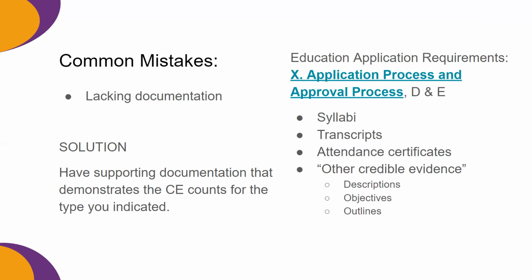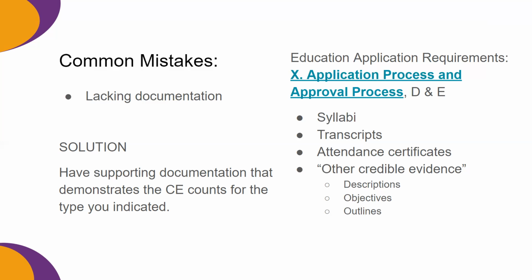On the requirements page, they talk about under the application process and approval process, specifically sections D and E. They talk about syllabi, transcripts, attendance certificates, or what they call other credible evidence. This could be any type of information that you've gained as a person attending the workshop or that the organizer has supplied. This can be course descriptions. What are you going to look at in the workshop? Objectives from the workshop or workshop outlines.